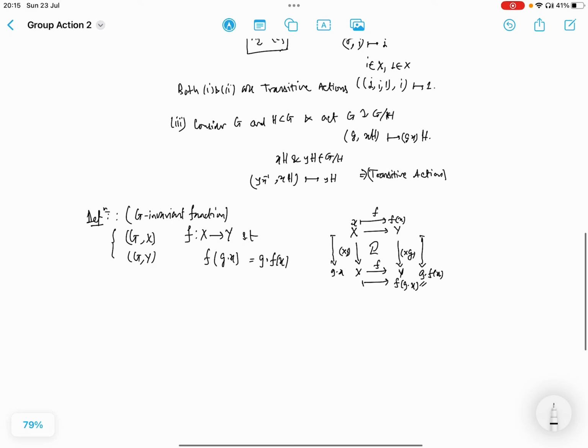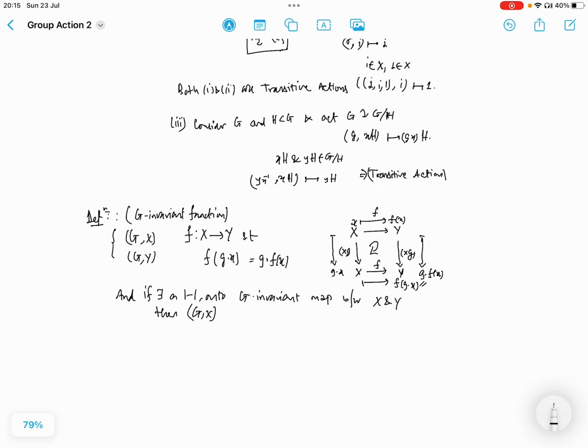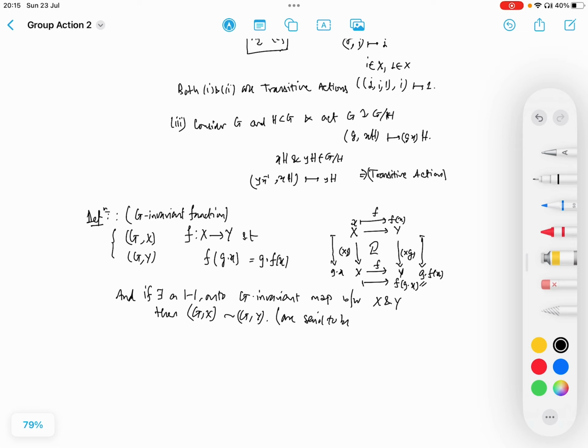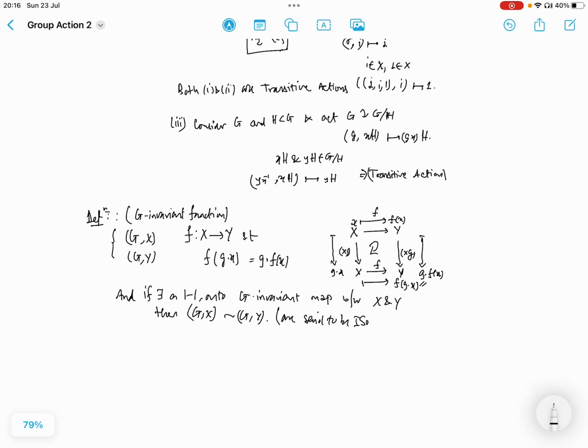Moreover, if there exists a one-one and onto G-invariant map between X and Y, then these two actions of G are said to be isomorphic. That's why I'm denoting it by tilde, the usual isomorphism notation.